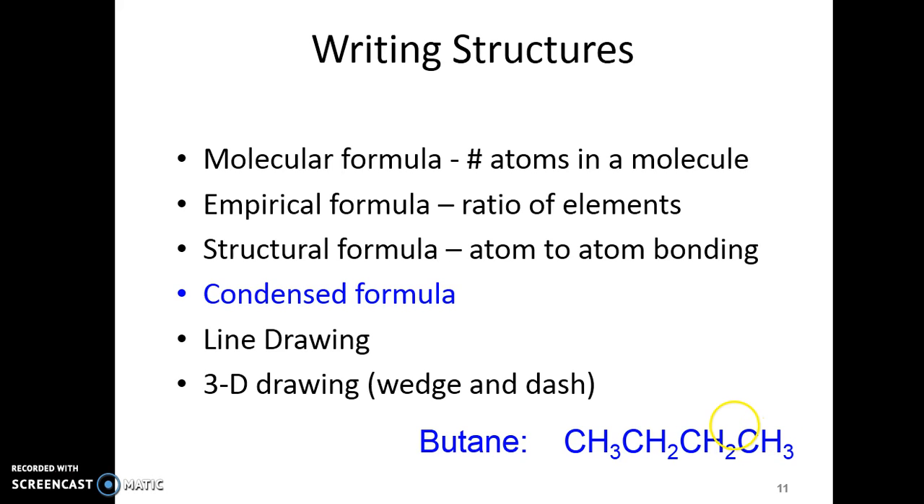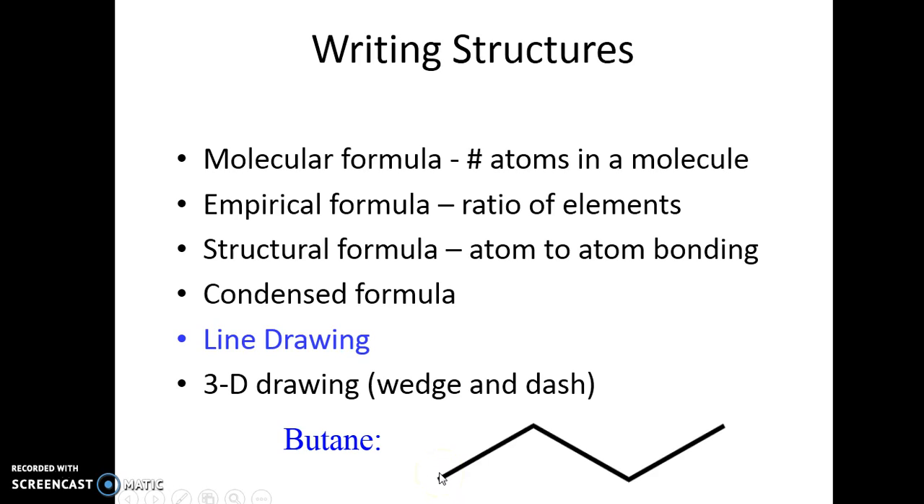The condensed formula gives you that same information, but it's not showing the bonds. You just have to know that the hydrogens are attached to the carbon, and the carbons, because they're lined up like that, are all attached to each other. Next, we have the line drawing, and we draw molecules like this, and we're not showing any atoms in this drawing, but this represents a carbon bound to a carbon bound to a carbon bound to a carbon, and we know that there are enough hydrogens around all the carbons to make each have 4 bonds.